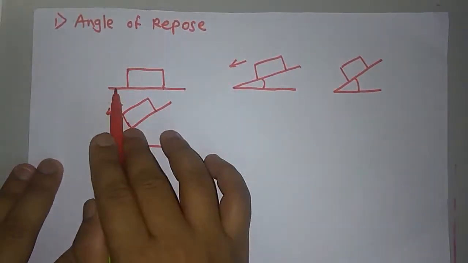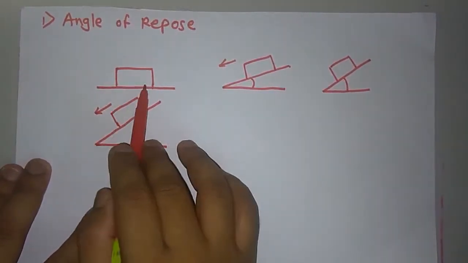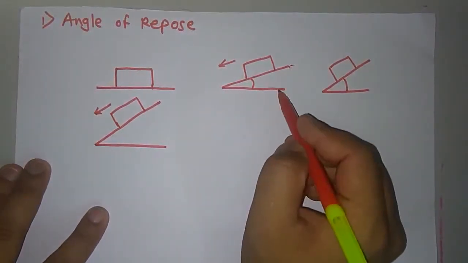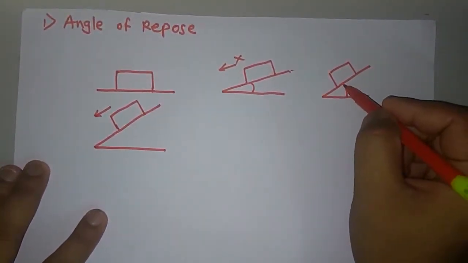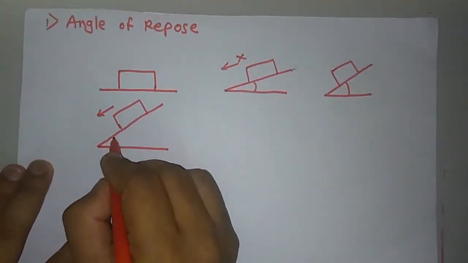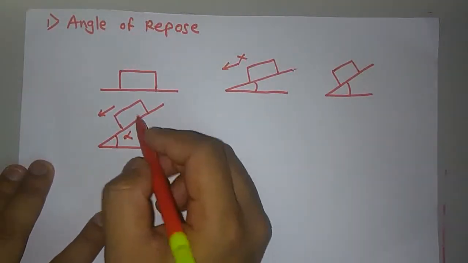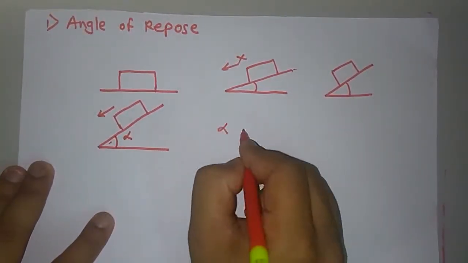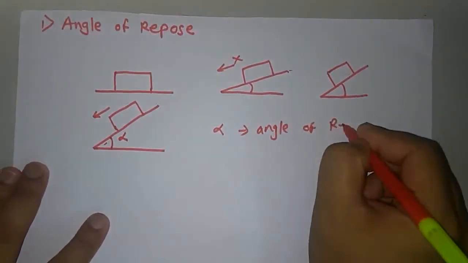So what is happening in this case? The plane was horizontal, so there is no question of the block moving. Now I have tilted this by a certain angle, still it is not moving. Again I increase this angle, still it is stable, in equilibrium. Now when I incline with angle alpha, the block just starts to move in this direction. So this alpha angle is known as the angle of repose.